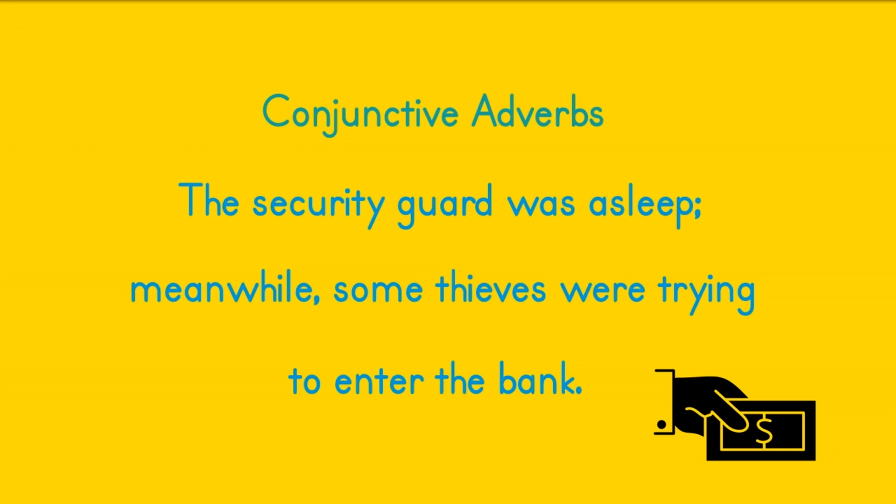In the sentences, the security guard was asleep. Meanwhile, some thieves were trying to enter the bank. Meanwhile, is a good choice for a conjunctive adverb here as it joins two related sentences and ideas, and it shows simultaneity between the two events.